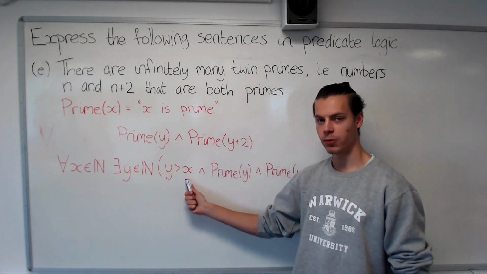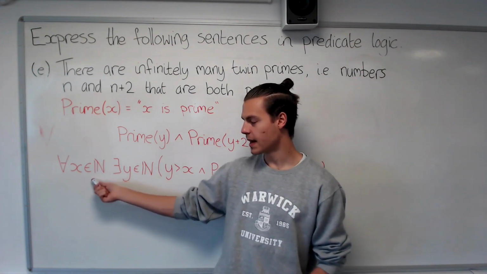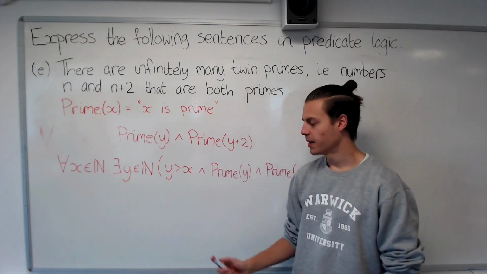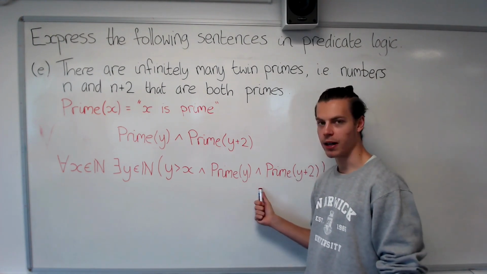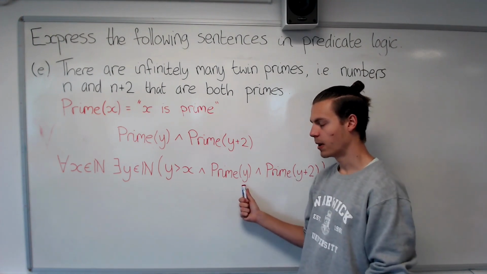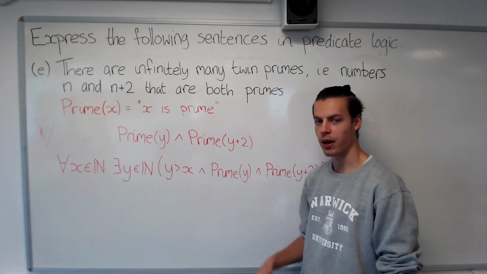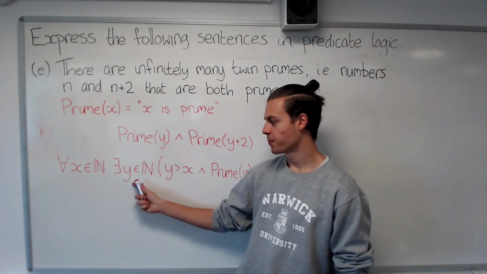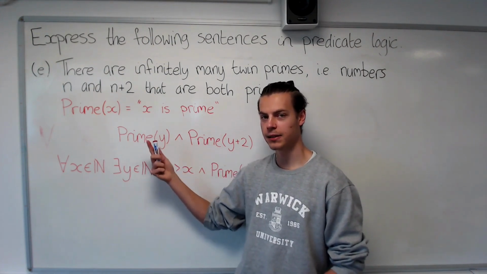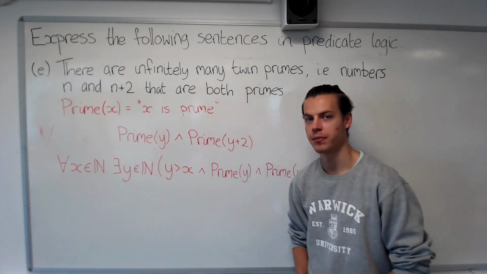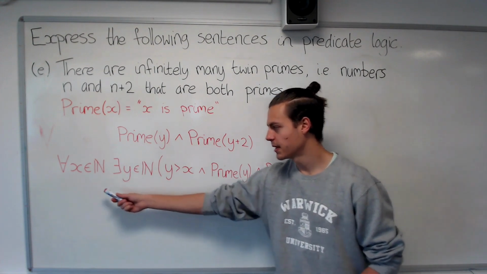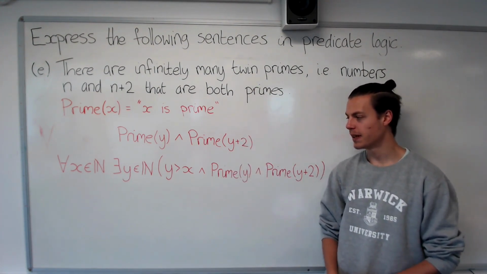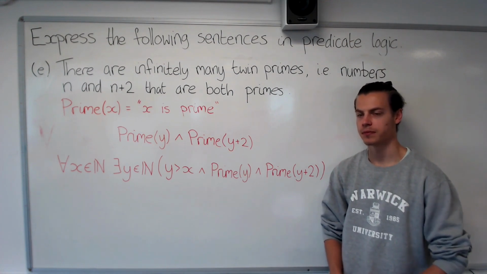And since we're claiming that this is true for any natural number x, this means that if we have any twin prime, then that prime will be a natural number. So we can find another number that's greater than that, and that will be part of a twin prime. Okay, so this statement expresses that there are infinitely many twin primes.